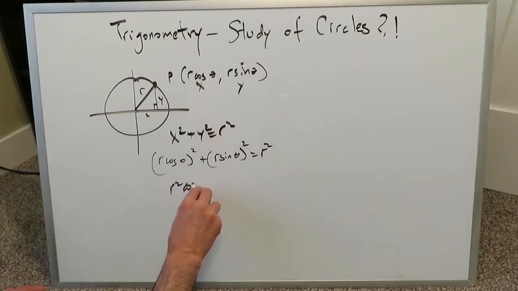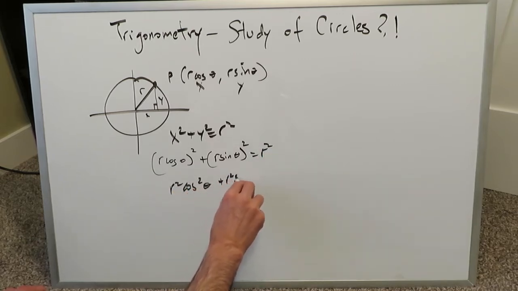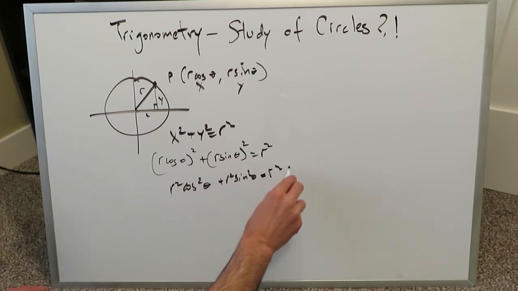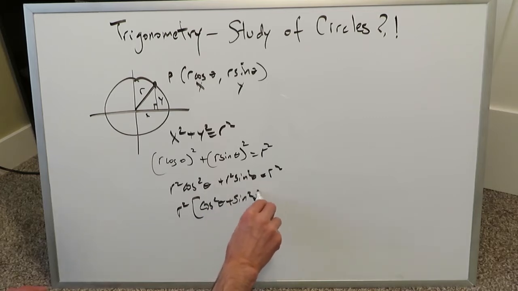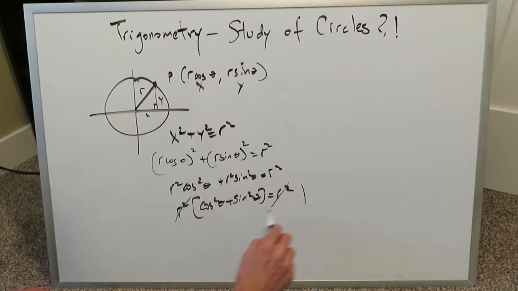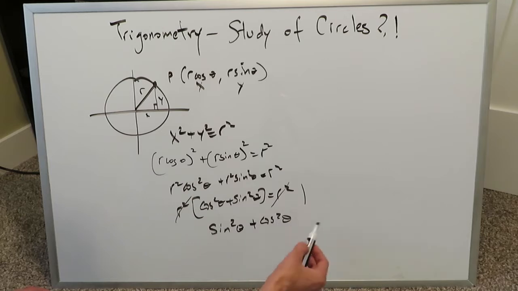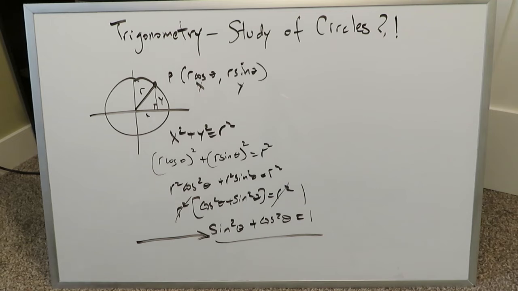You have r squared cosine squared theta plus r squared sine squared theta is equal to r squared. Here you can very well isolate the r squared. You have cosine squared theta plus sine squared theta is equal to r squared. You can cancel out these r squares by taking everything on the other side, and then you get the very important Pythagorean identity, sine squared theta plus cosine squared theta is equal to 1.